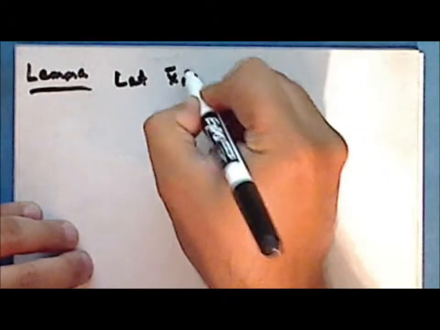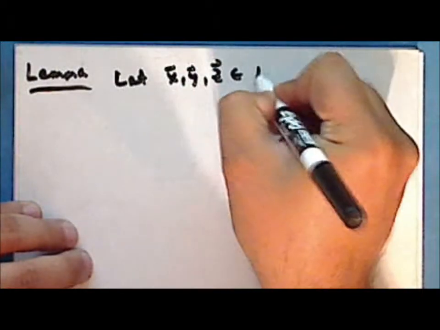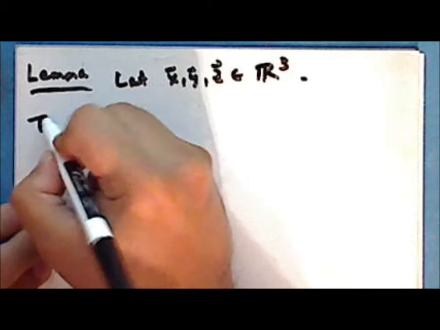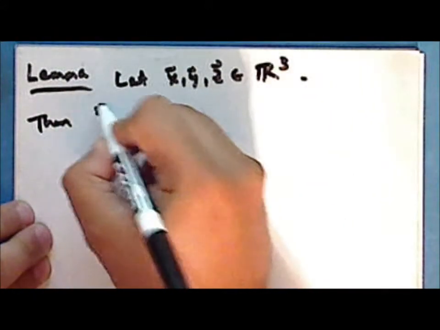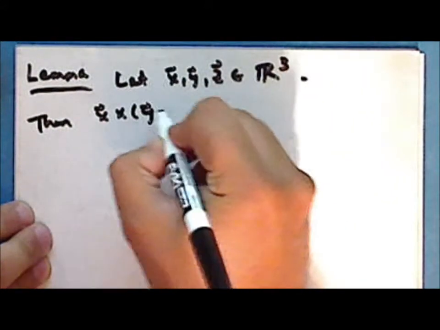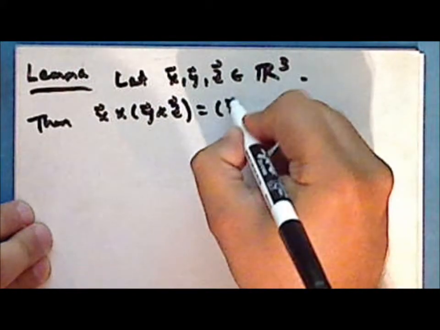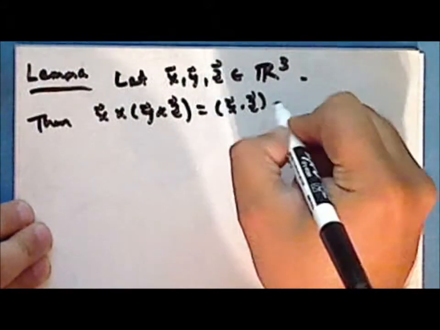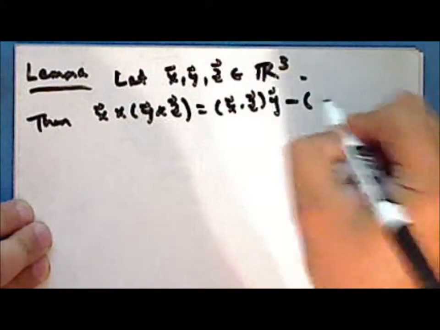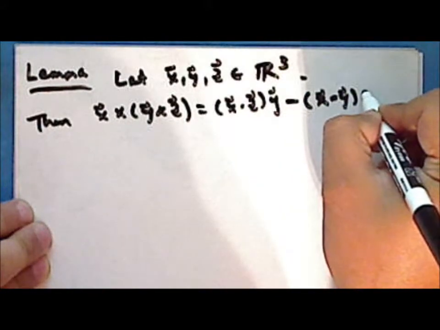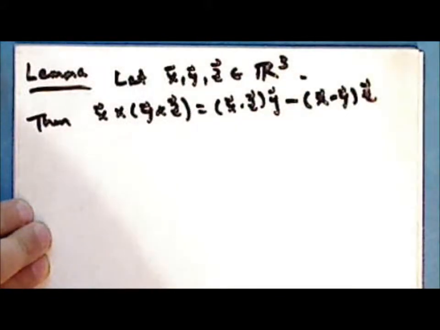So next we prove a lemma. Let x, y, and z be three vectors in the coordinate space R3. Then the triple vector product, x cross the quantity y cross z, is equal to the scalar x dot z times the vector y minus the scalar x dot y times the vector z. So proof.